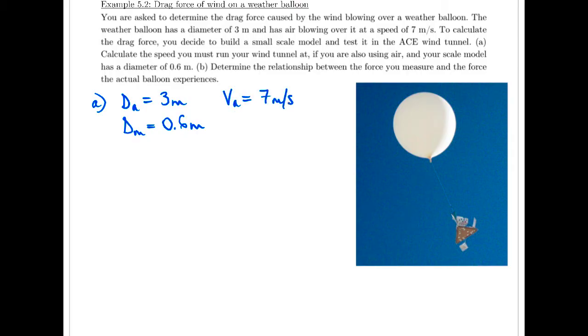And just to make this as relevant as possible, it's oftentimes a little challenging. We don't work with meters per second super often. So just to give us a bearing on that, 7 meters per second is roughly 25 kilometers an hour. Okay, so we go ahead and make sure these two Reynolds numbers are equal. Let's take a look at that.